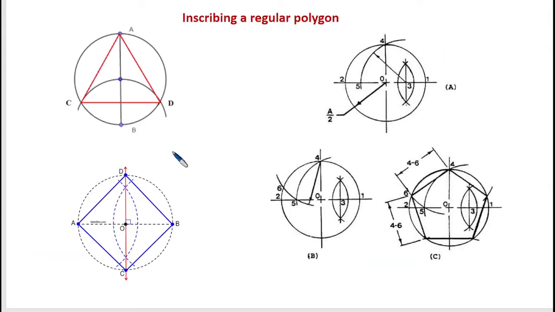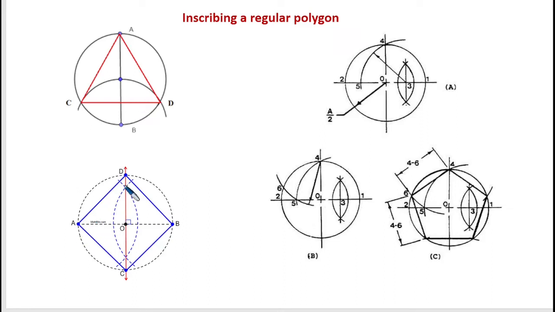So how do you inscribe a polygon? It is very easy for a triangle. You take this is your circle, and from A to B is the diameter. So from this you measure the radius with the compass and draw an arc here. So it will intersect here and here. So from this intersection point C and D, you draw a chord and then join to this point A, and from C to point A you get an equilateral triangle here also.